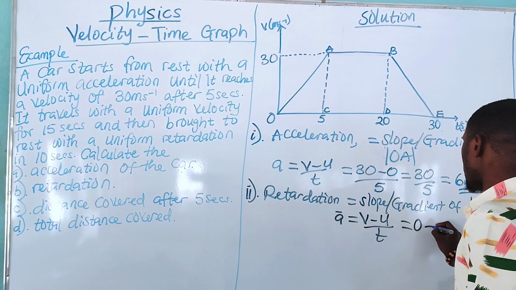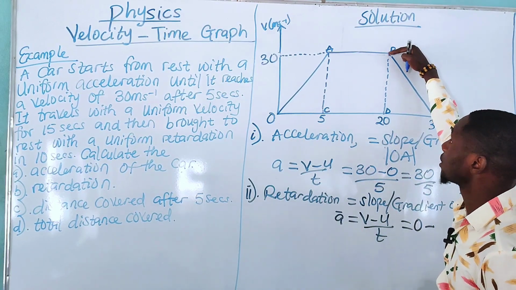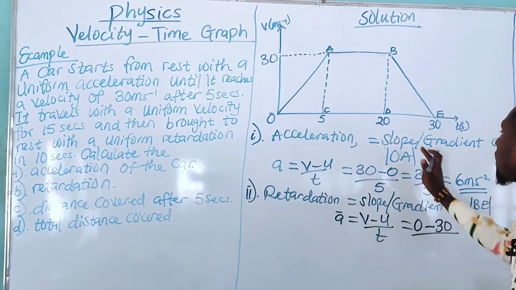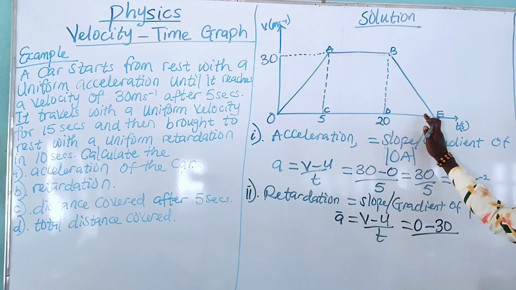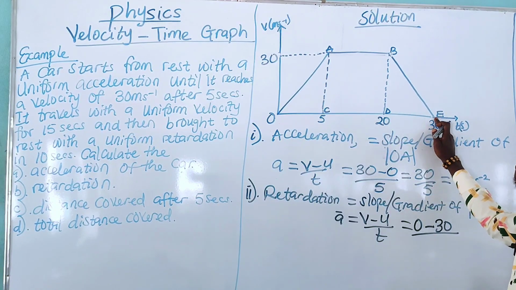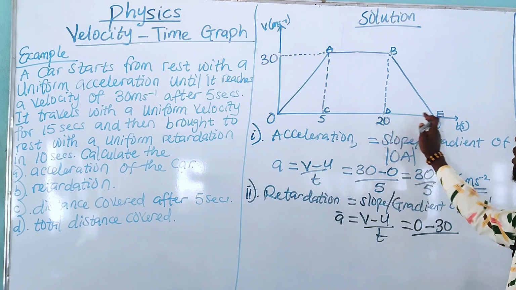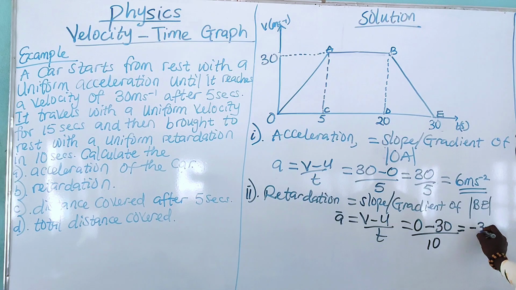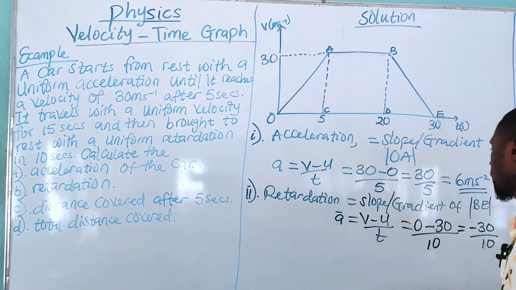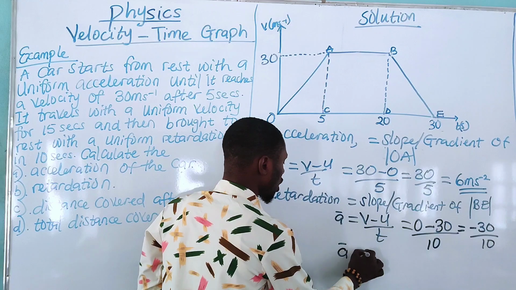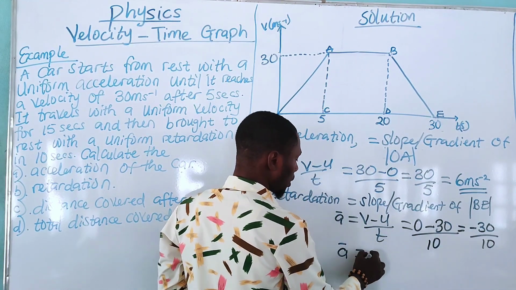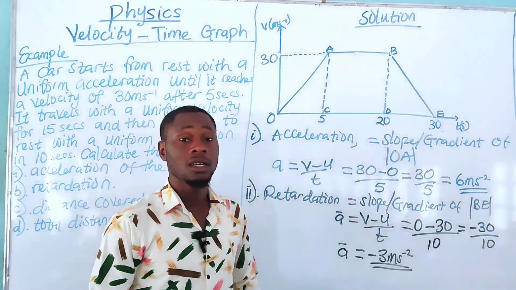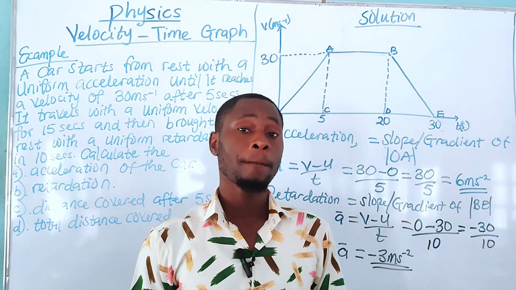So we have 0 minus the initial velocity. It started from what? From this point, which is 30 meters per second. So we have 0 minus 30 over the time interval for the body to decelerate. Now from 20 to 30, that is 10, or which is 30 minus 20, that will give us the time interval. So it is over 10. So giving us minus 30 over 10. So our retardation becomes minus 30 divided by 10, which is minus 3 meters per second square. So this becomes the retardation of the body.